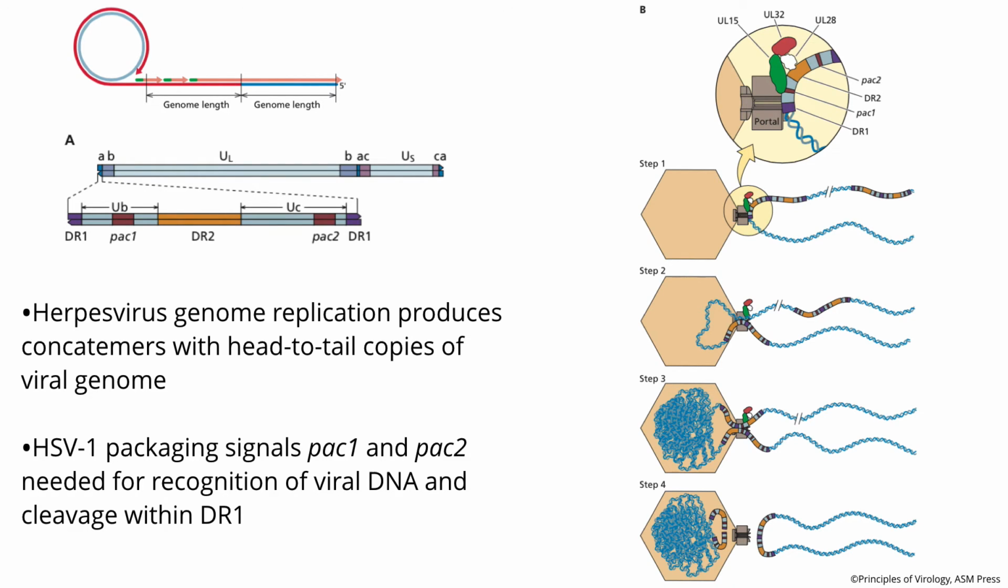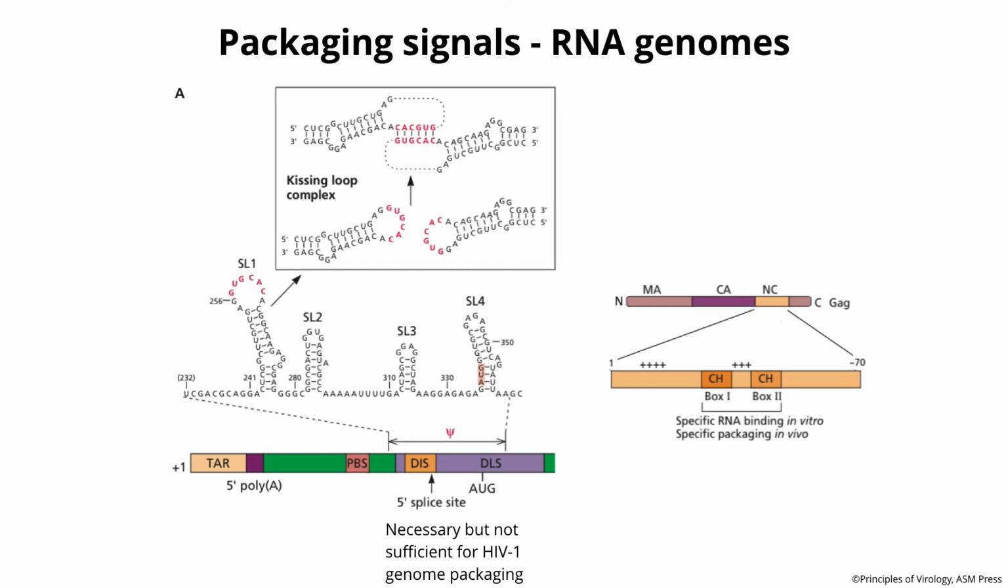Let's look at RNA viruses. Two examples. One, retroviruses, where the packaging signals have been very well studied. Retroviruses, remember, have an RNA genome. It's a plus-stranded RNA. And we are looking at the left end of it here on the lower left. You can see PBS stands for primer binding site. That's where the tRNA binds to start reverse transcription. So we're very near the 5' end here.